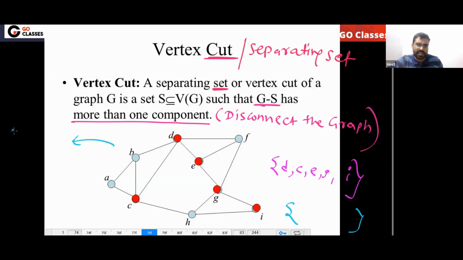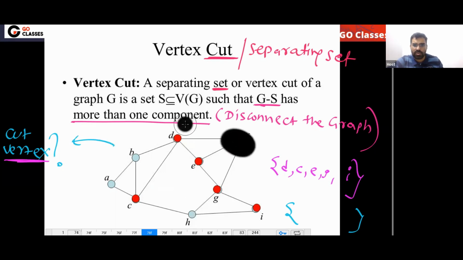Is there any cut vertex? Please tell me, do we have any cut vertex? Like this is not a cut vertex. This is not a cut vertex. So there is no cut vertex. The answer is no. So what will be the smallest vertex cut? The smallest vertex cut will have size 2. Yes or no? Very simple.